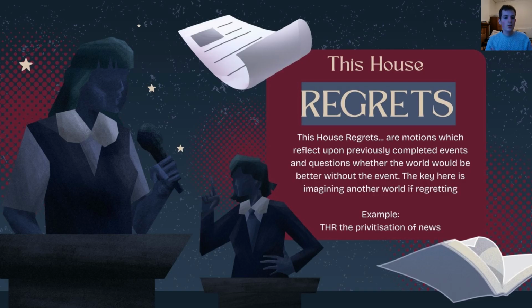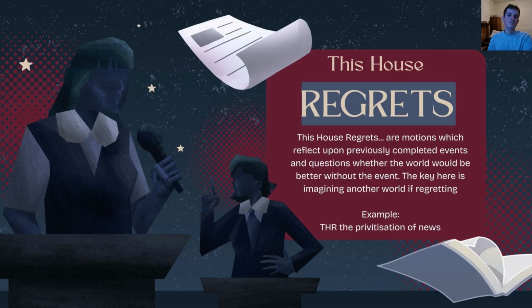And then the opposition would say, actually, this House does not regret it. The world is better off. So the government is going to argue for this alternative world where this event did not occur, and the opposition would then argue for why the status quo is actually better than this alternative world. That's really where our big clash is.